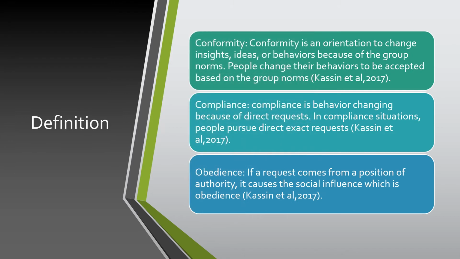We start with the definition of each concept. Conformity is an orientation to change insights, ideas, and behaviors because of group norms. People change their behaviors to be accepted based on the group norms. An example of conformity is when a person drinks because friends do it, or when we follow the rules in driving, fashion, or grading. All of them are examples in everyday life.